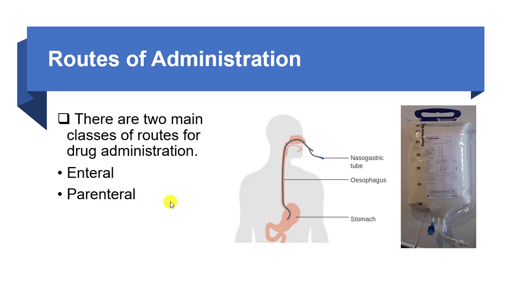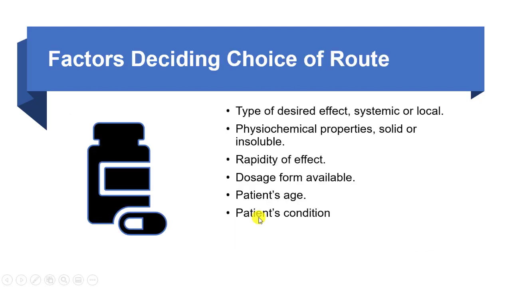I'm going to talk about these routes in much greater detail in the next few slides. So if I move to the next slide, I'm going to talk about the factors that lead to the choice of a route. This basically means that when we decide to give a particular drug to a particular patient, what are the factors that decide the choice of route.